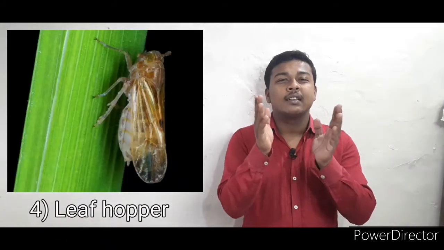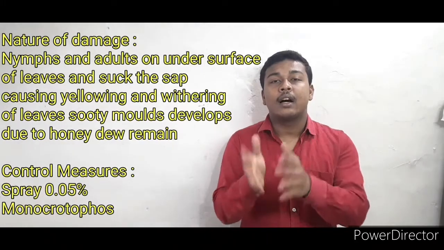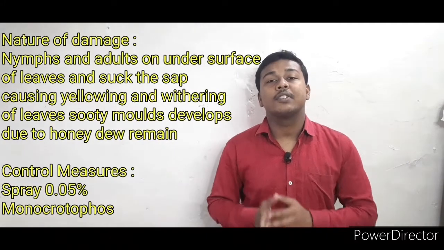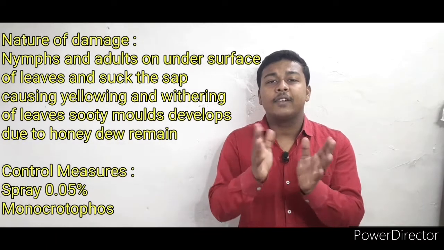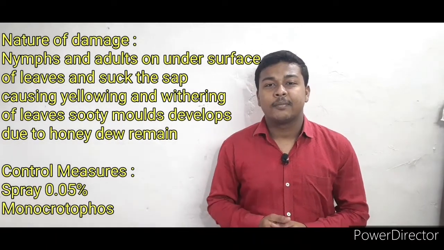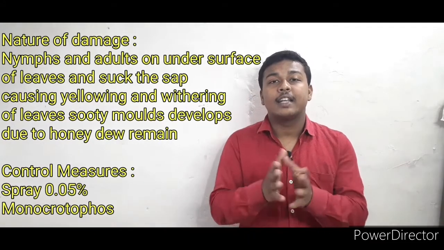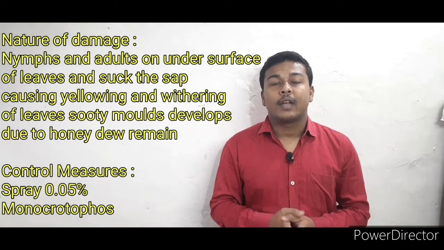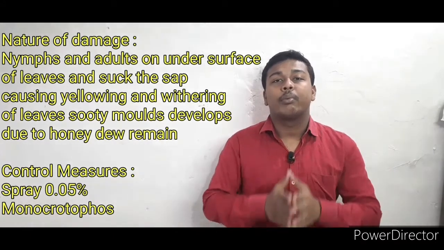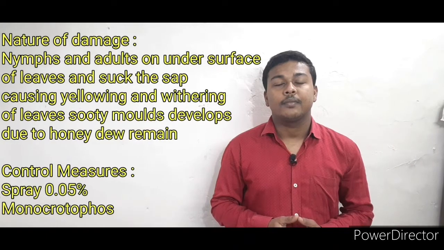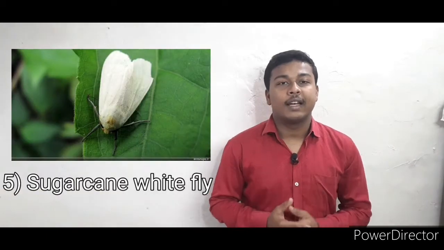Now the next one is leaf hoppers. In this, the nymphs and the adults remain on the undersurface of the leaves and suck the sap, causing yellowing and withering of leaves. Sooty molds also develop due to the honeydew. And to control this, spray 0.05% Monocrotophos. Now the next one is sugarcane whitefly.